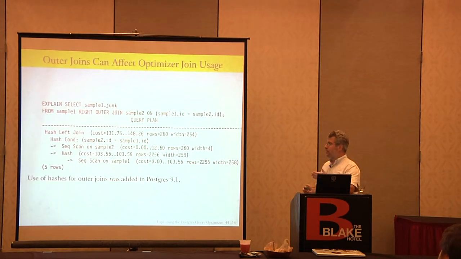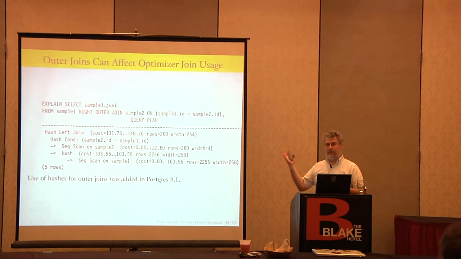If we do a right outer join, this is actually kind of a new Postgres 9.1 feature. In the past, certain types of joins were not possible when you did an outer join or a full join, for example.